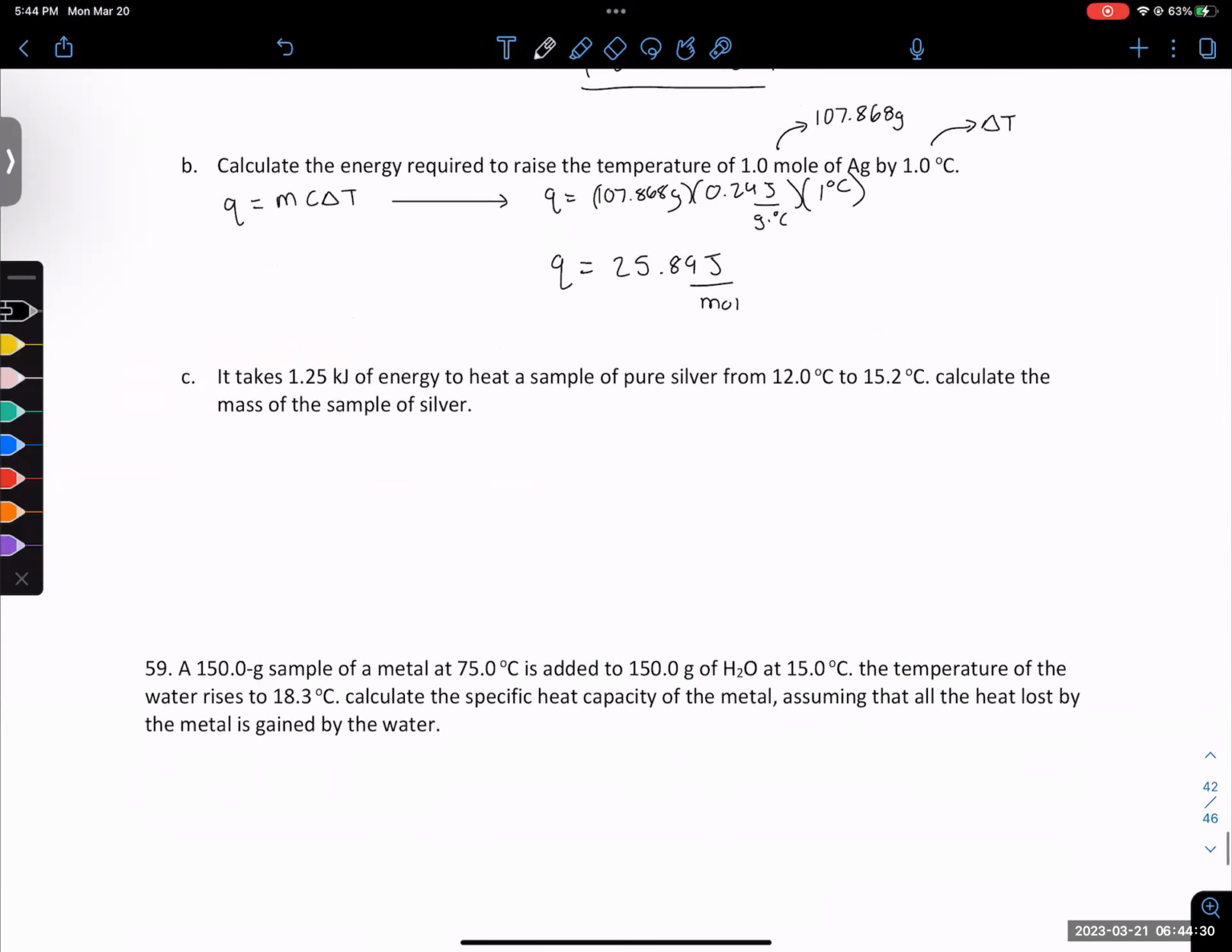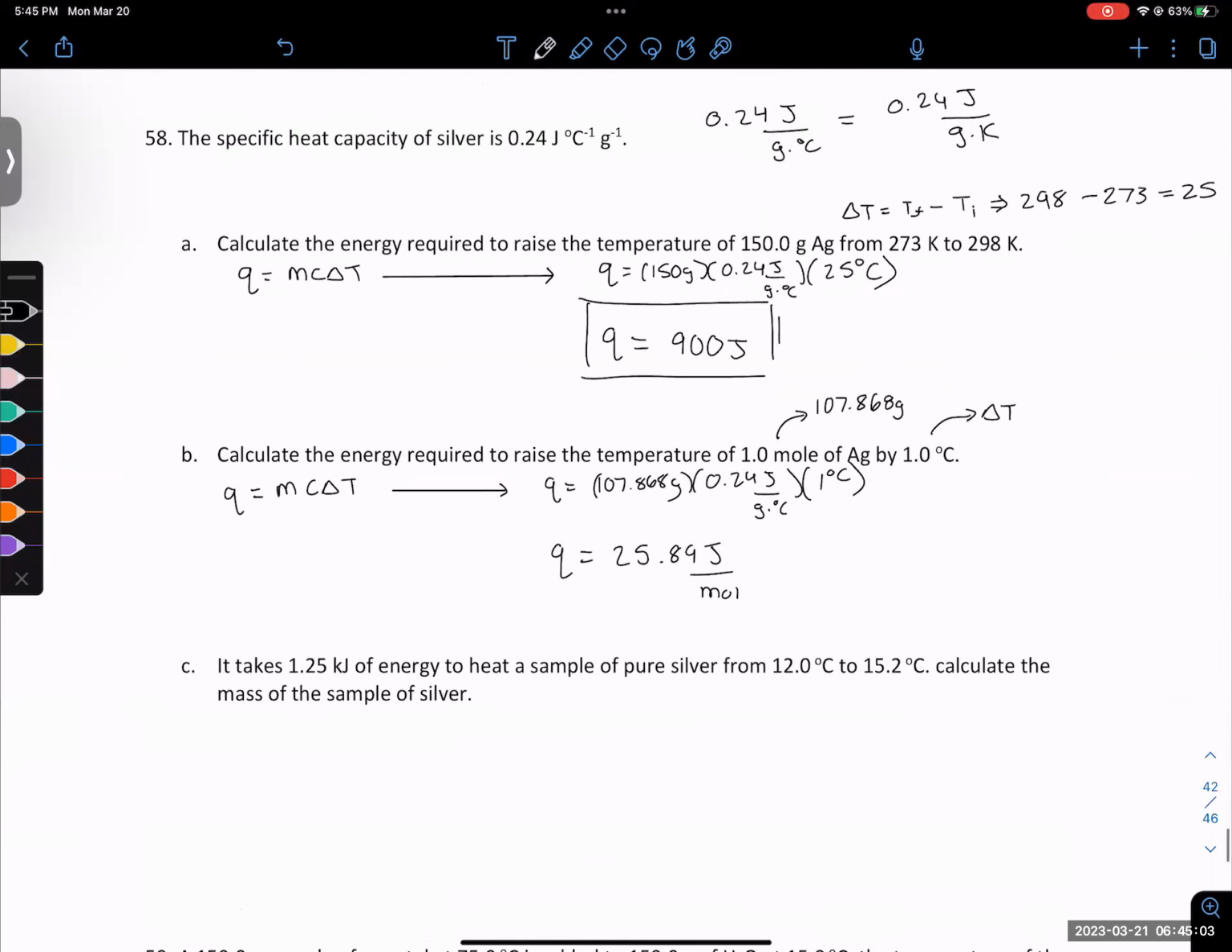All right, another scenario says it takes 1.25 kilojoules of energy to heat a sample of pure silver from 12 degrees Celsius to 15.2 degrees Celsius. Calculate the mass of the sample of silver. All right, what's one thing that we need to be careful about in this problem, or in every problem, really? The units. Units, right? So it gives us 1.25 kilojoules of energy.